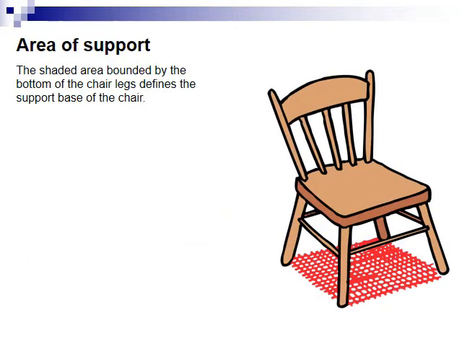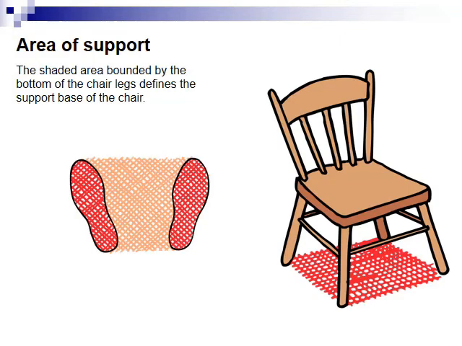Here is a different concept, area of support. The shaded area bounded by the bottom of the chair legs defines the support base of the chair. Similarly, you have a support base, which is the entire shaded area. If you think about it, if you extend your stance, you are going to have a bigger area of support, which will help you balance yourself easier. Let's see why.